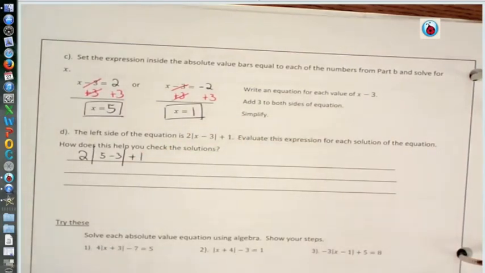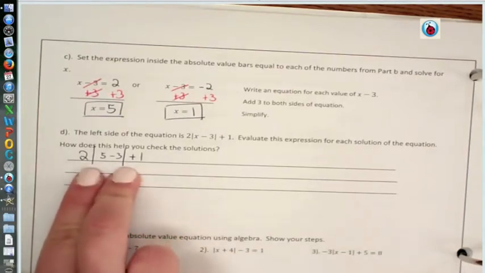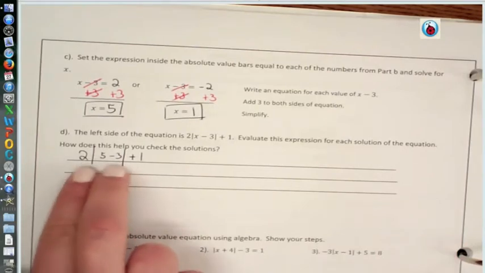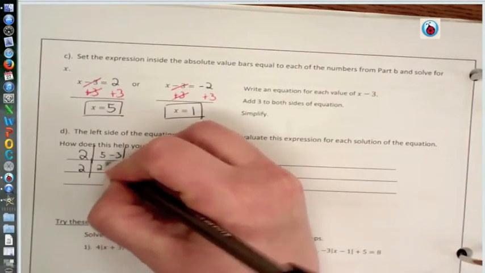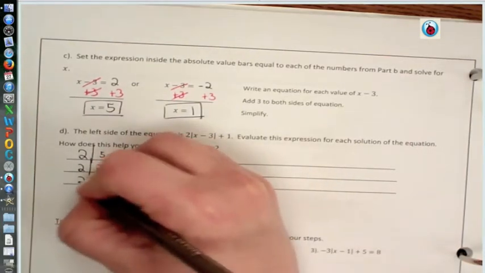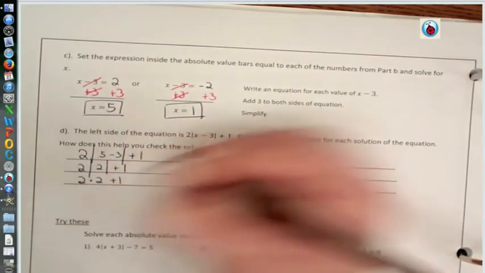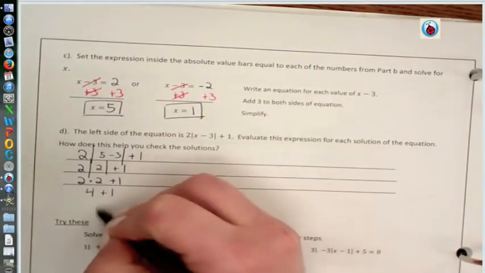If I'm simplifying this, I want to follow PEMDAS. More specifically, I want to follow GEMDAS because I don't actually have parentheses here, but absolute value does act as a grouping symbol. So I'm going to deal with the grouping symbol first. 5 minus 3 is 2. Absolute value of 2 is positive 2. 2 times 2 is 4, and 4 plus 1 is 5.